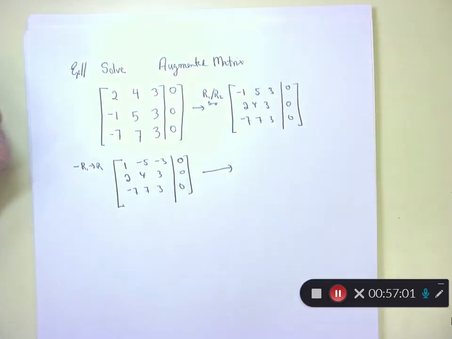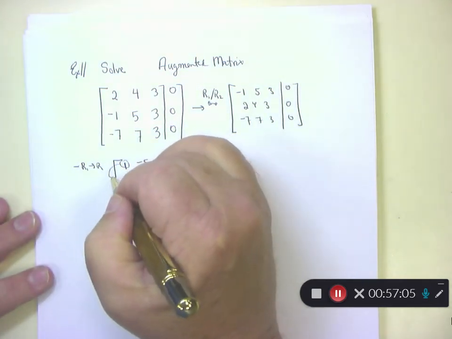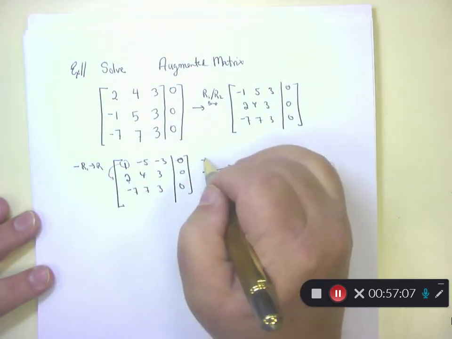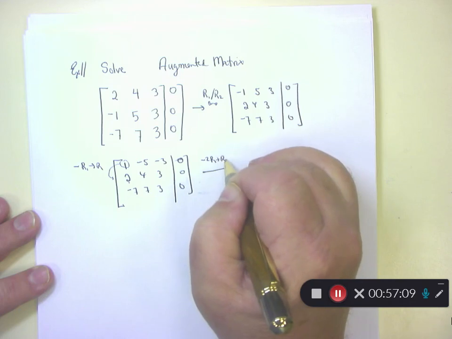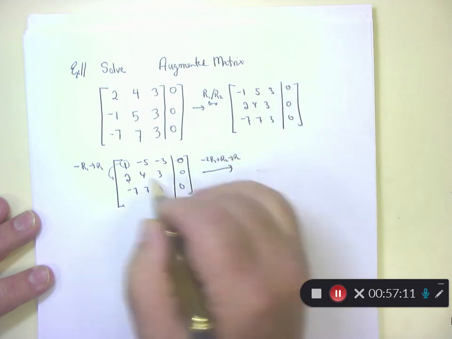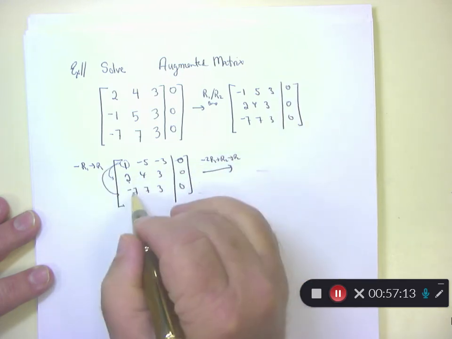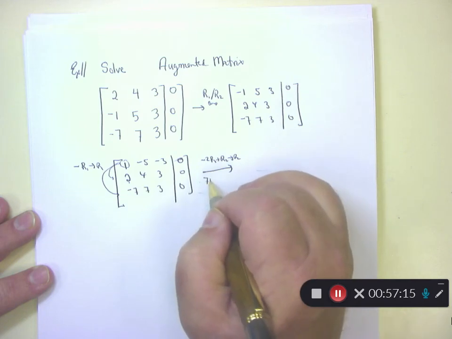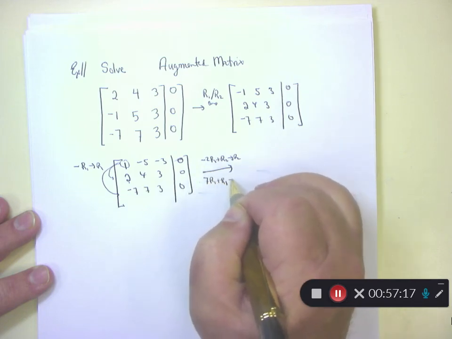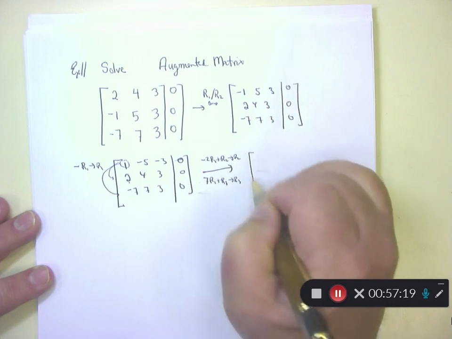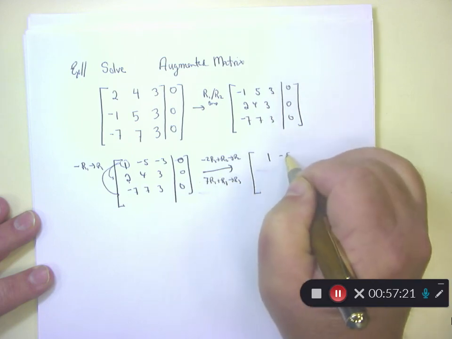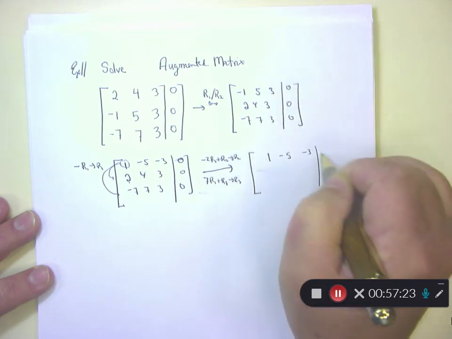What's my next move? Sweep down. Take your pivot, sweep down. That one's a 2, so I'll multiply by -2 times row 1, add it to row 2, replace row 2. And then I'm going to sweep down. I got a -7, so I'm going to do 7 times row 1, add it to row 3, replace row 3. That'll leave me with 1, -5, -3, augment 0.